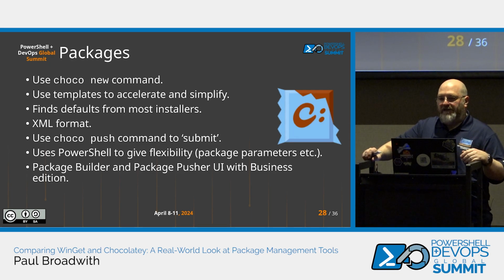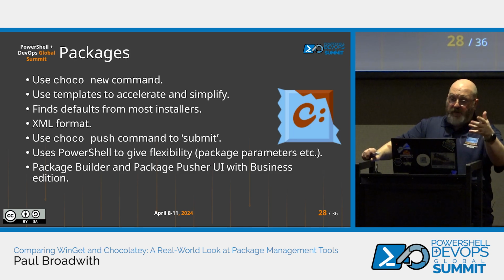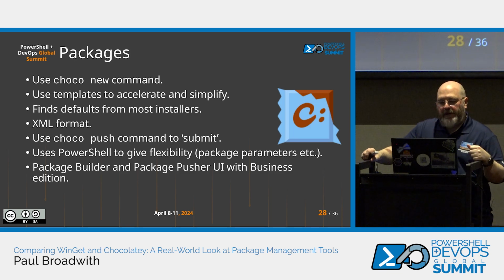Because it's built on NuGet technology, which was originally created by Microsoft, and we've extended that format, it continues to use XML because that's what the NuGet metadata file is. You use the choco pack command to pack your package up into a file, and then you push it to the community repository we're going to talk about in this case. And it uses PowerShell inside the package for that flexibility.